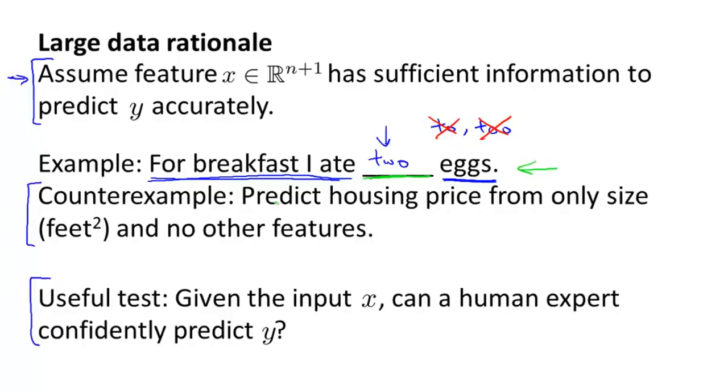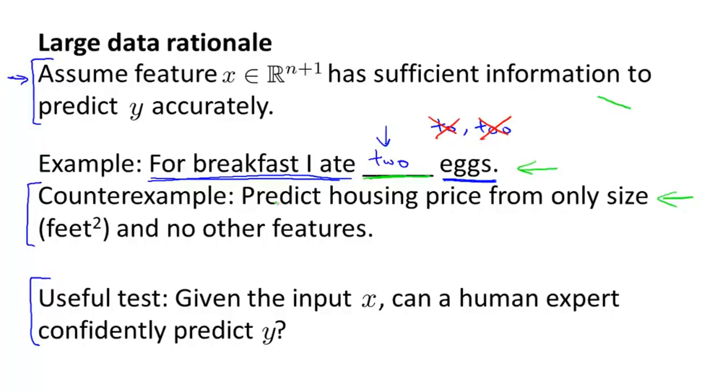But in contrast, if we go to an expert in house prices, like an expert realtor, someone who sells houses for a living, and I just tell them the size of a house and ask what the price is, even an expert in pricing or selling houses wouldn't be able to tell me. And so that's a sign that for the housing price example, knowing only the size doesn't give me enough information to predict the price of the house.